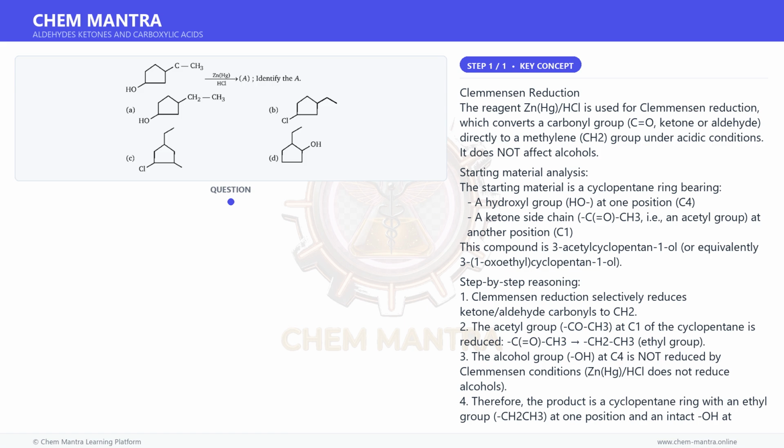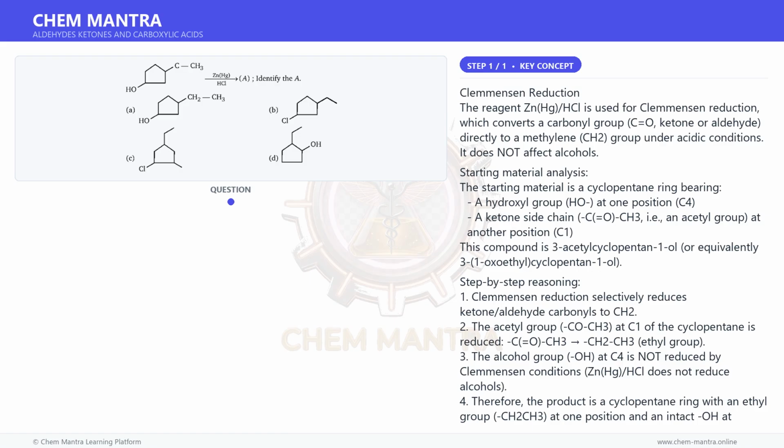Step-by-step reasoning. 1. Clemmensen reduction selectively reduces ketone and aldehyde carbonyls to CH2. 2. The acetyl group, CO-CH3, at C1 of the cyclopentane is reduced, C=O, CH3 to CH2, CH3, an ethyl group. 3. The alcohol group, OH, at C4 is not reduced, as Zn, Hg, HCl does not reduce alcohols. 4. Therefore, the product is a cyclopentane ring with an ethyl group, CH2CH3, at one position and an intact OH at another position.